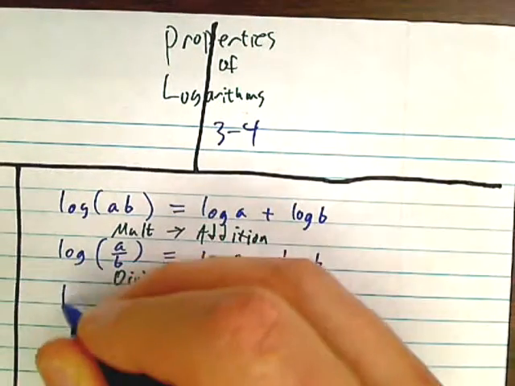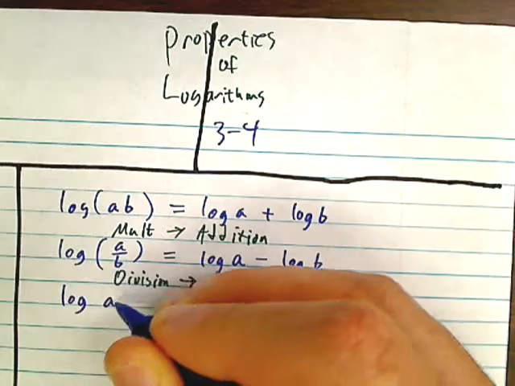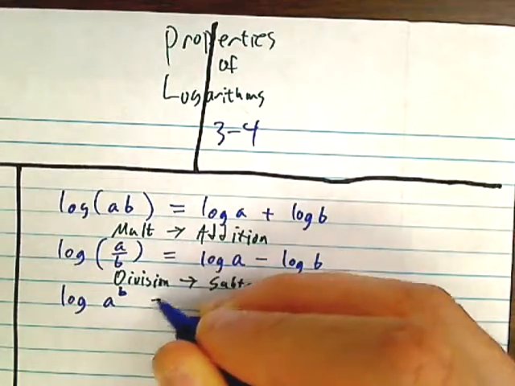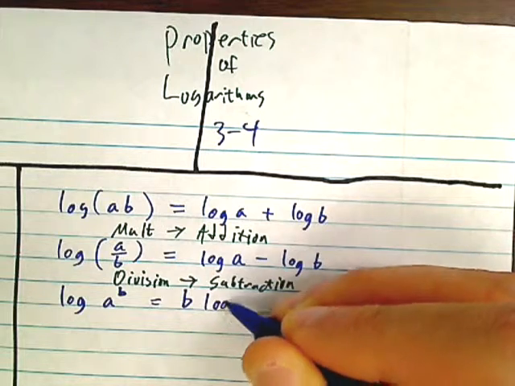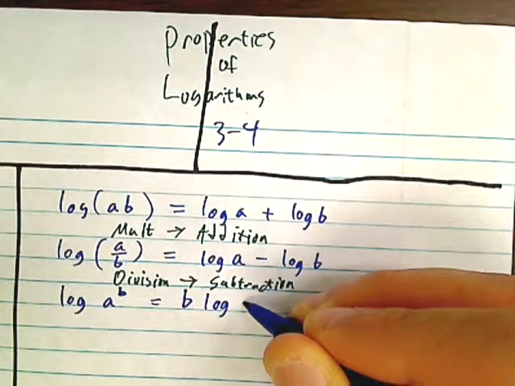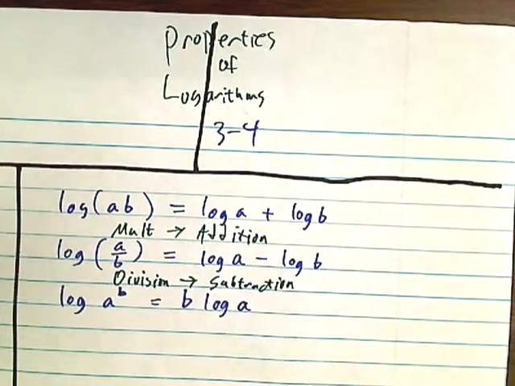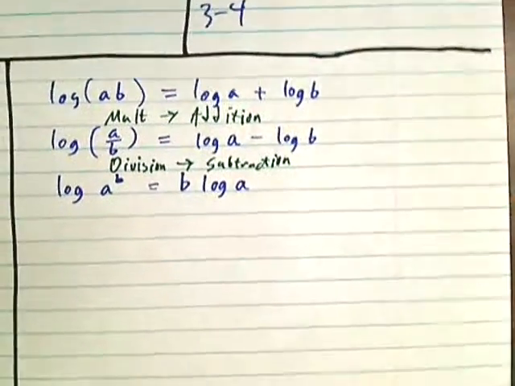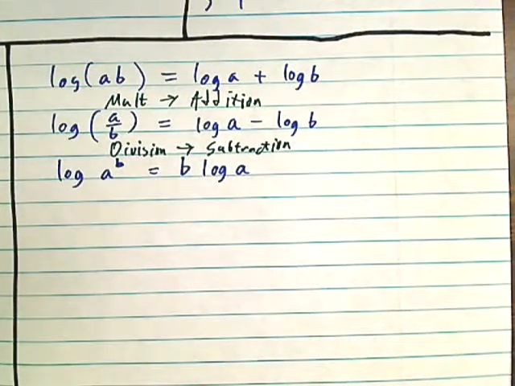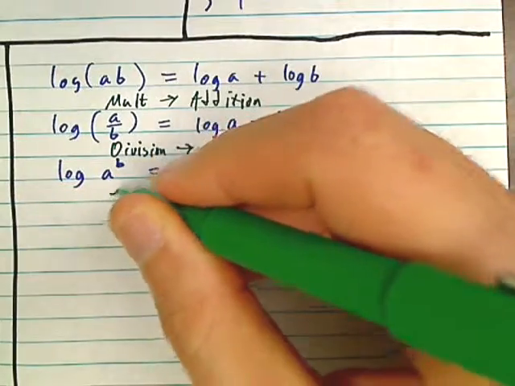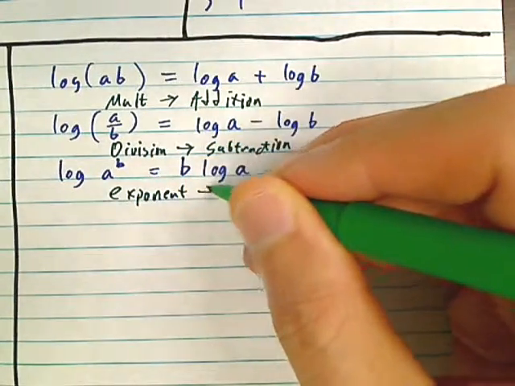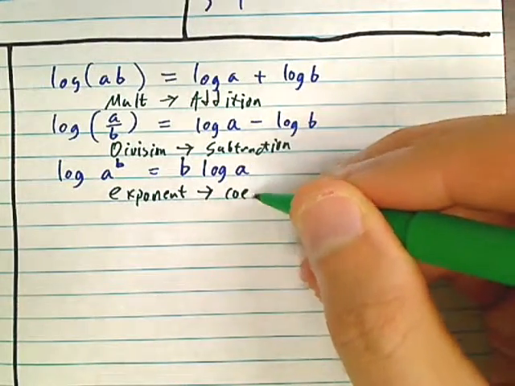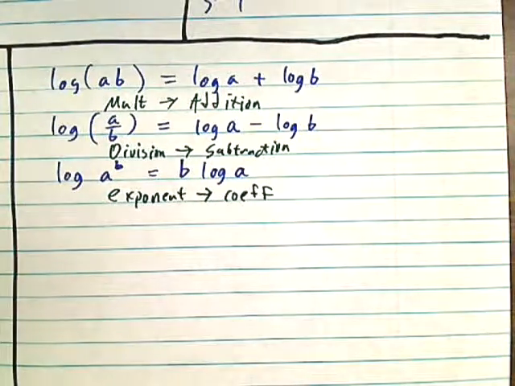Okay, one more. Logarithm of A to the B power. Well, that's going to be B times the logarithm of A. So my little note to myself here will be that the exponent becomes the coefficient. Okay, so those are some things we can do.